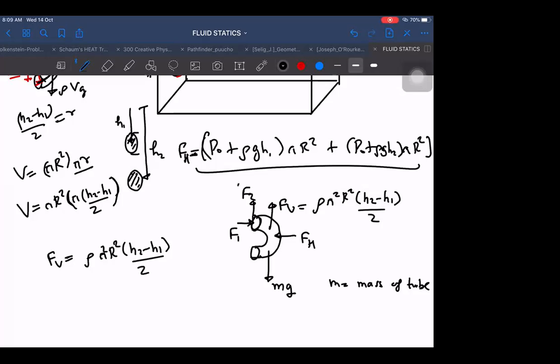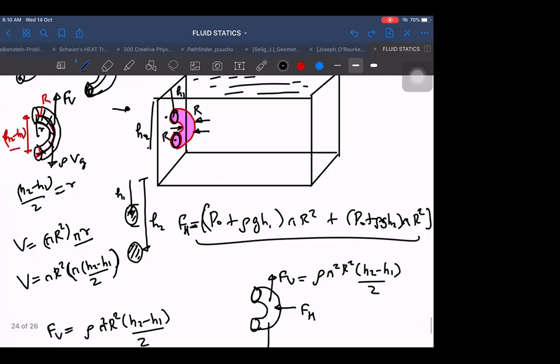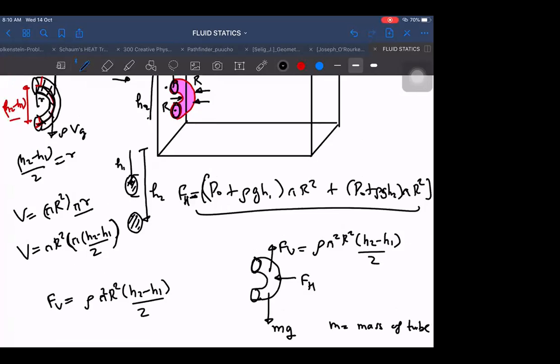Then I can find out what is the force applied by the wall on this tube. That also we can do. Vertical force will be there? Yes, sir. On that contact surface, yes, there may be some vertical force. I don't know which direction it will be, but it will be something.